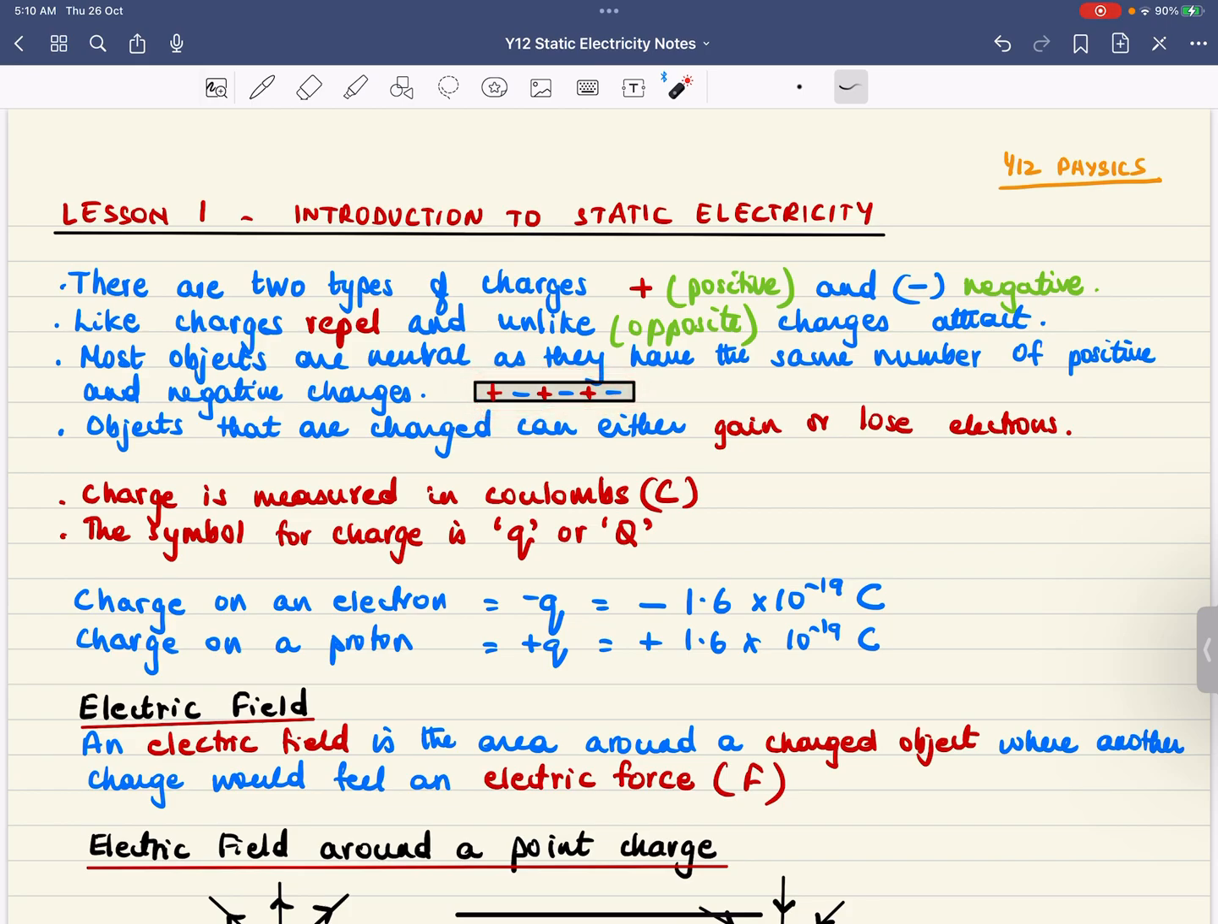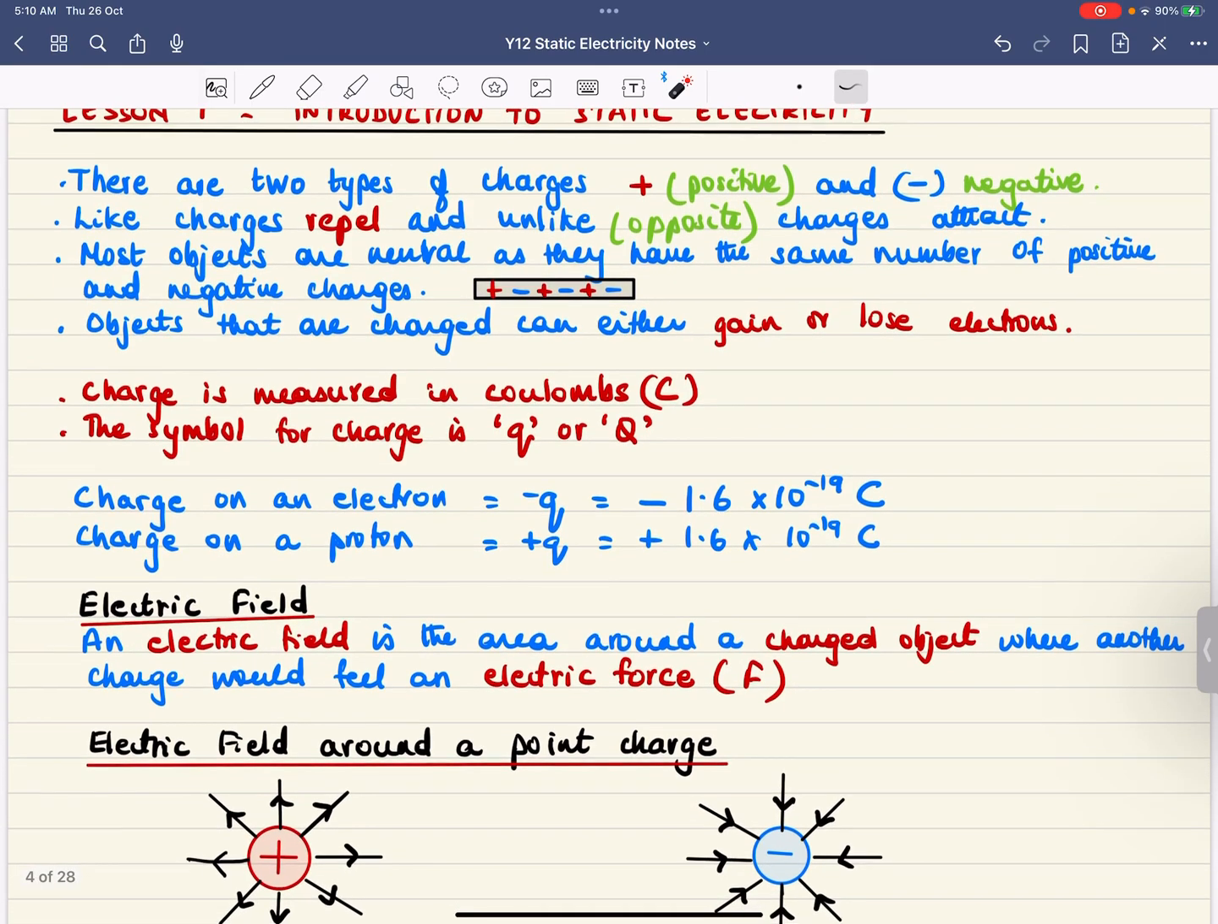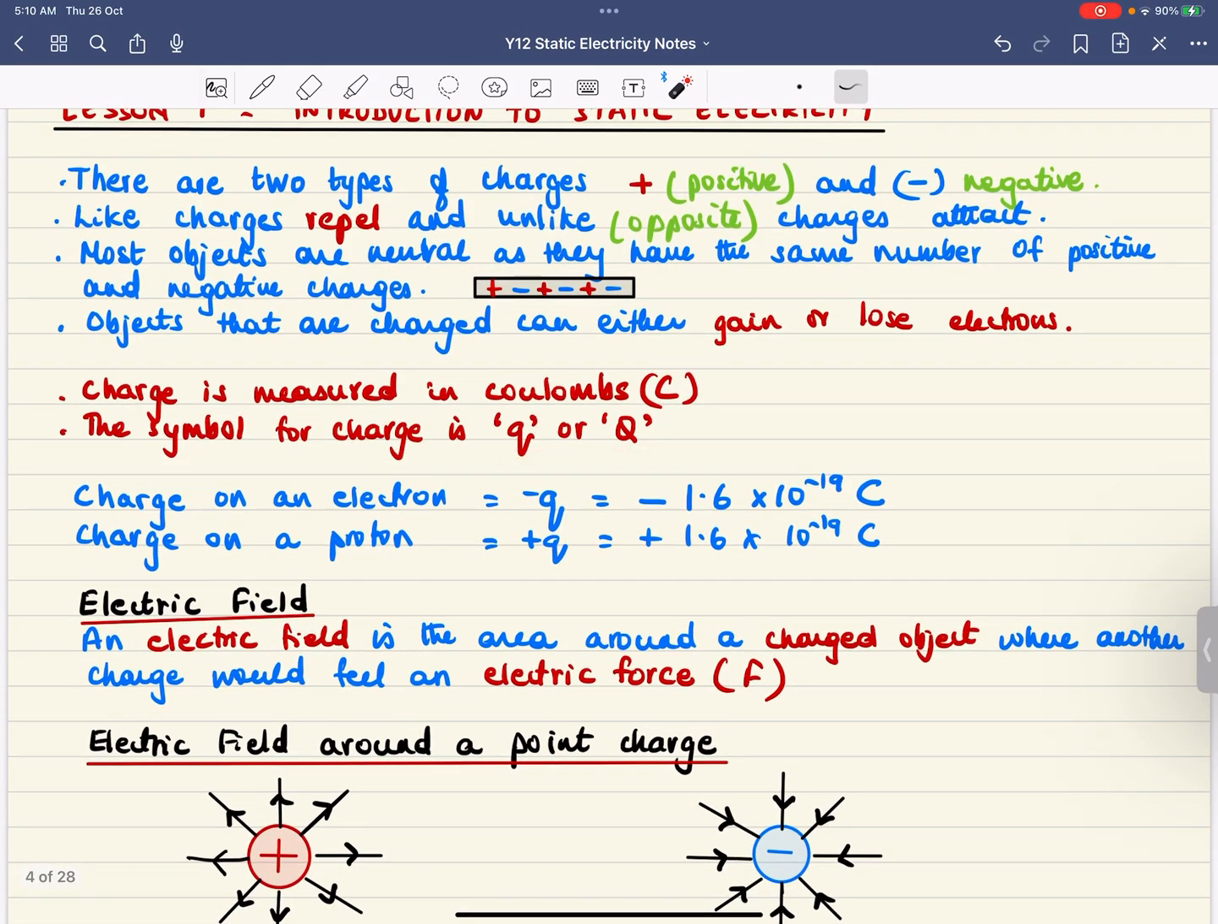Objects that are charged can either gain or lose electrons. The unit of charge is coulombs, and the symbol for charge is a little q or a capital Q. Now, the charge on an electron is represented as negative q, and it has a value of negative 1.6 times 10 to the power of negative 19 coulomb. The charge on a proton is exactly the same size as the charge on an electron, but it is positive.